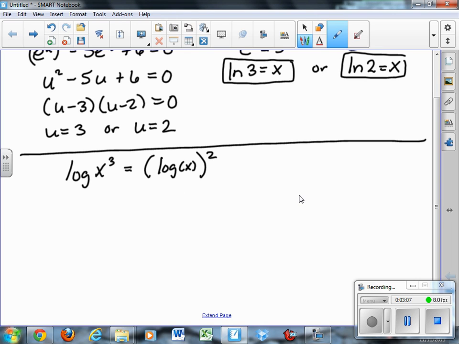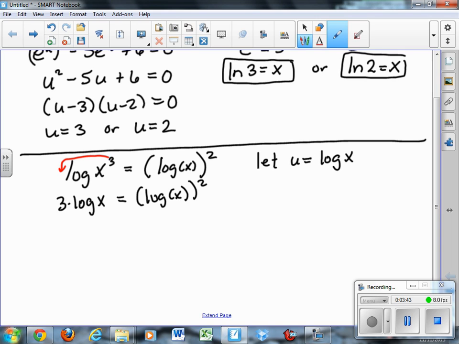Okay, well, if this were a log x and this were also some sort of log x, I would have a log x squared and a log x that isn't squared. I could maybe think of quadratic form here. So I'm going to do something with this exponent. I'm going to move it out in front and say this is 3 times log x equals log of x squared. So I have a log x and a log x squared. So I'm going to say let u equal log x. So I have 3u is equal to u squared.